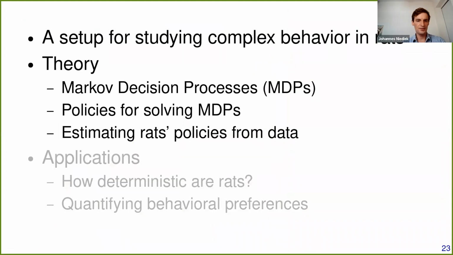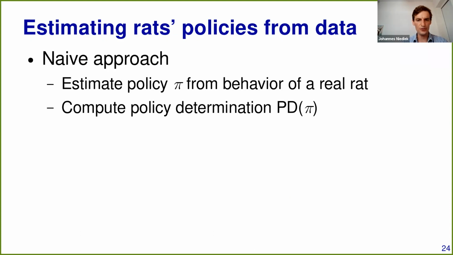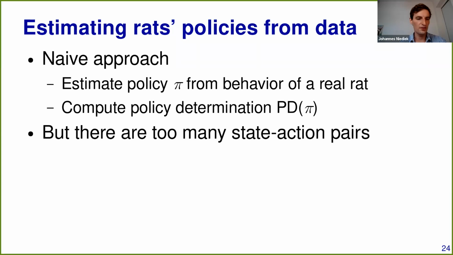So enough theory, let's get back to the real rats. Ideally, what we want to do is to know the policy of a rat. So we could just take a rat and observe the rat and then estimate the policy. And then from this policy, we could compute the PD, and then we would know how deterministic the rat is and so on. This would be very nice, but it's not possible.